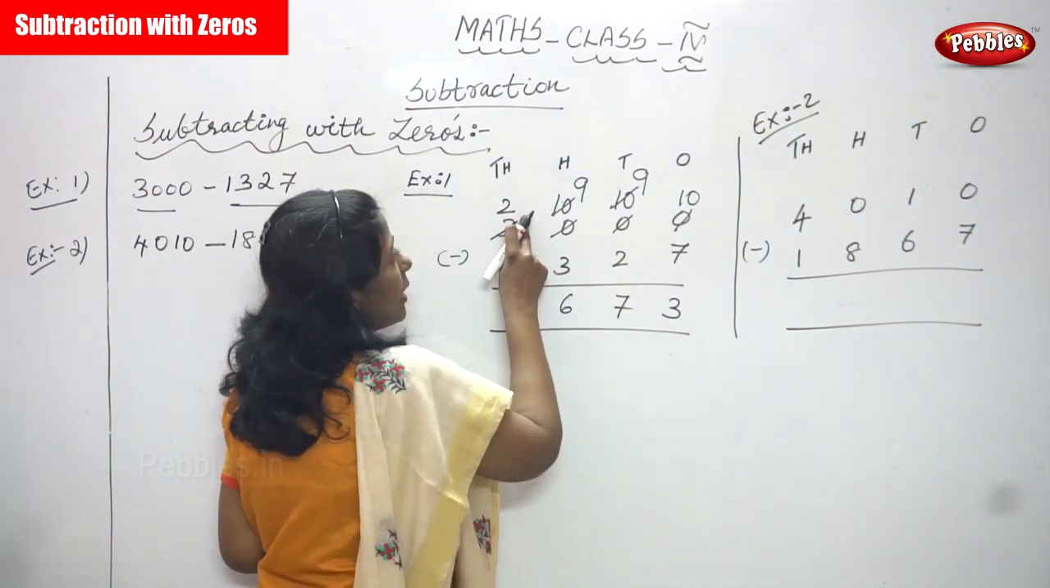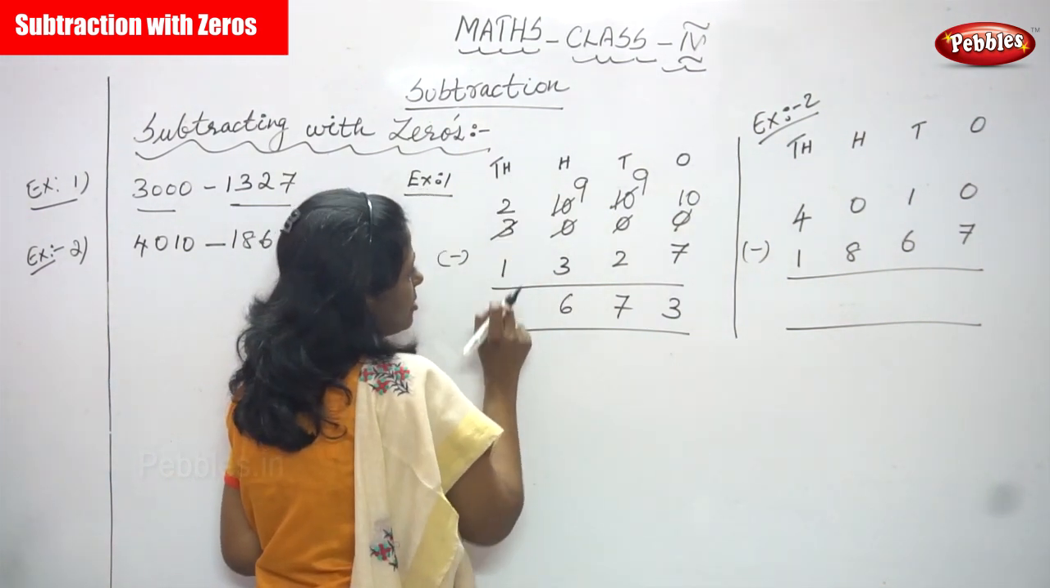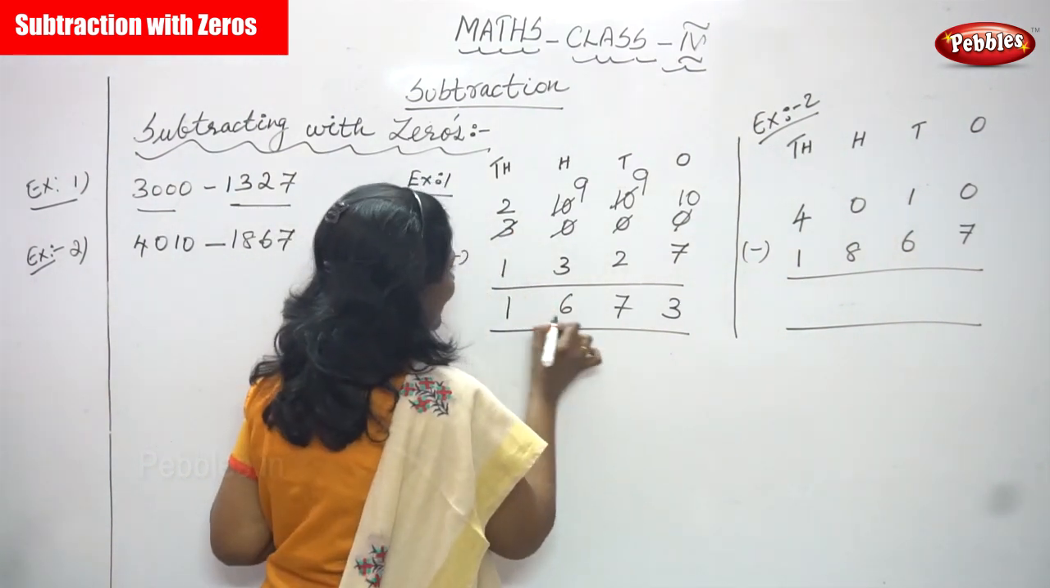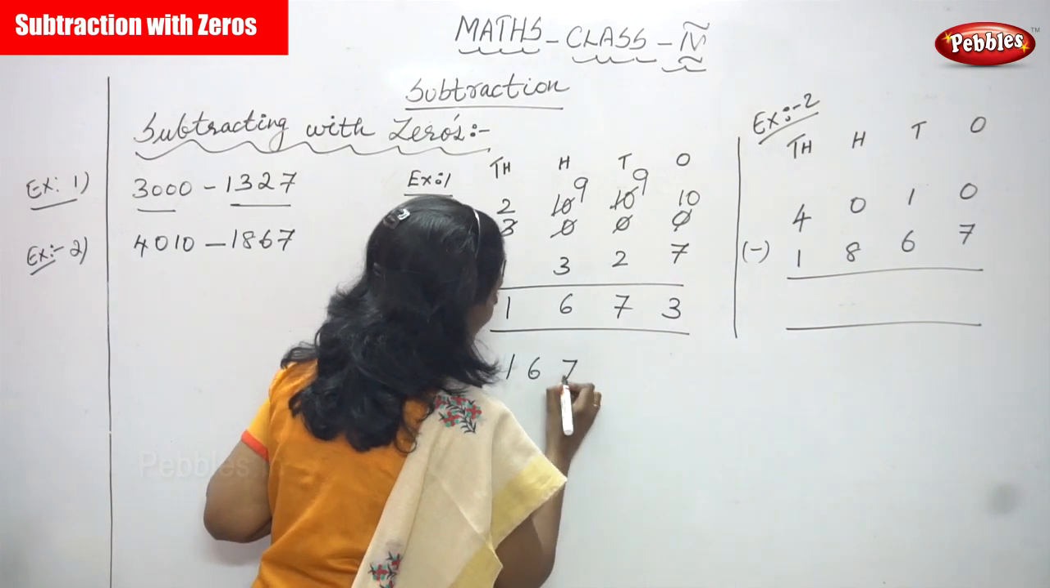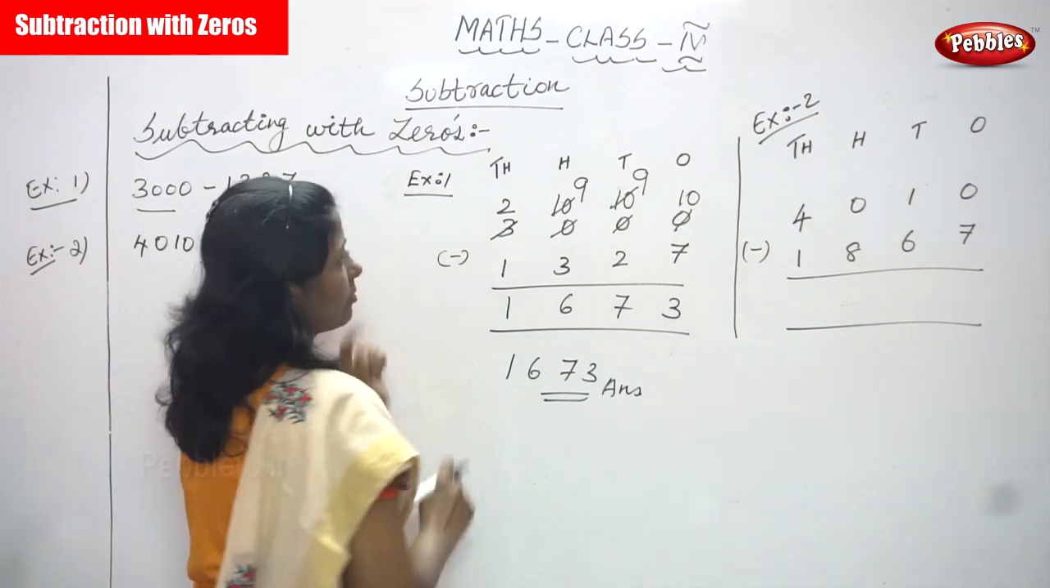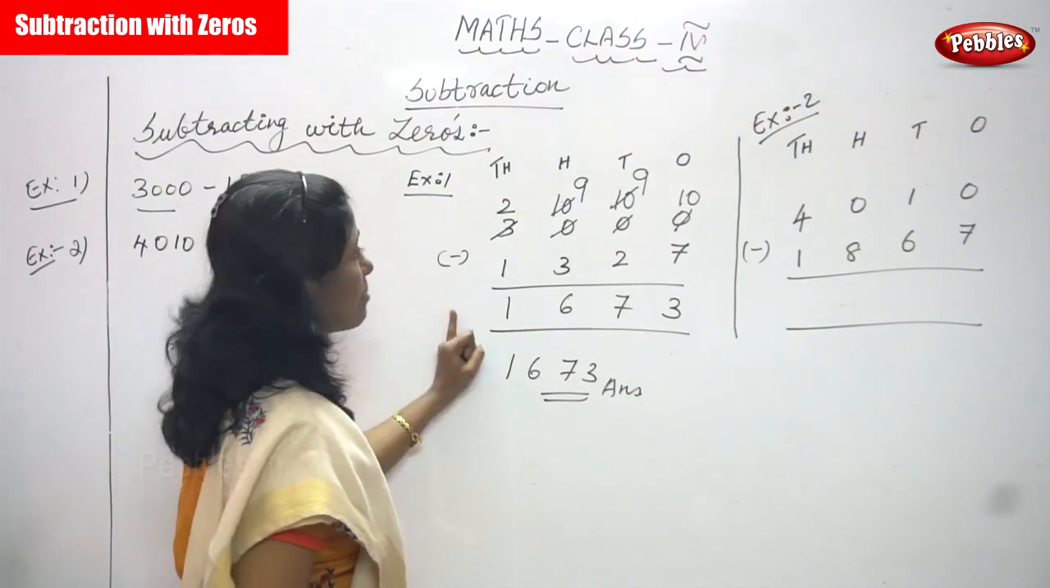After that, I am concentrating on the 1000 place. 2 minus 1. So 2 minus 1, you can get 1. The answer is 1673. This is the answer for this question. Subtracting with 0, the first sum is over.